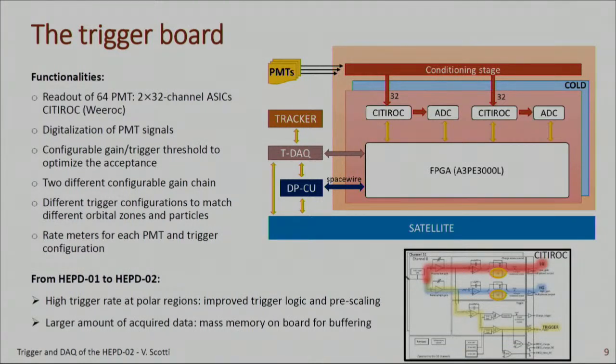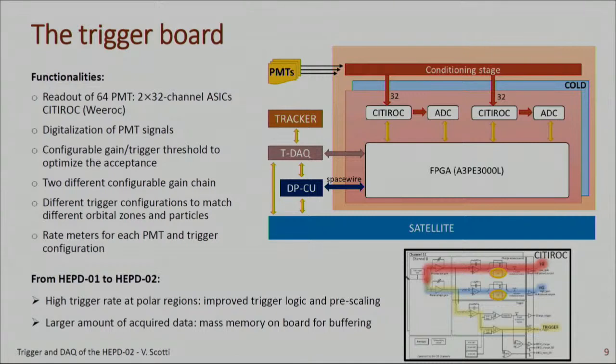The CD-ROC allows us to have configurable gain, 2 lines of configurable gain, and also to configure a different trigger threshold to optimize the acceptance. We will use different trigger configurations to match different orbital zones. And for each trigger configuration and each PMT, we will have dedicated rate meters.